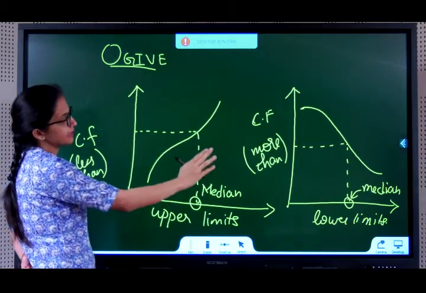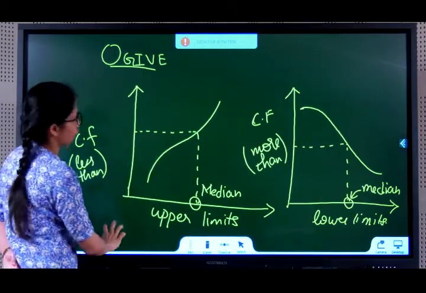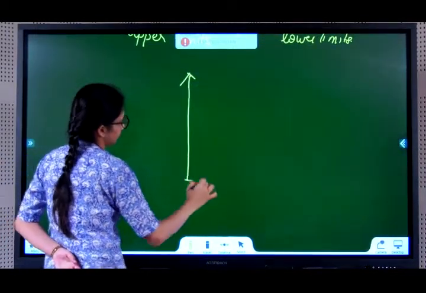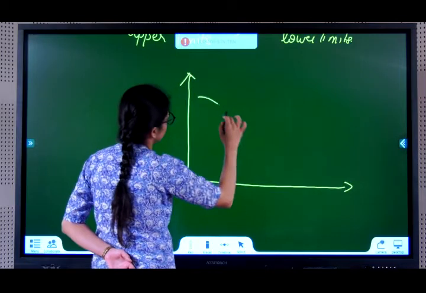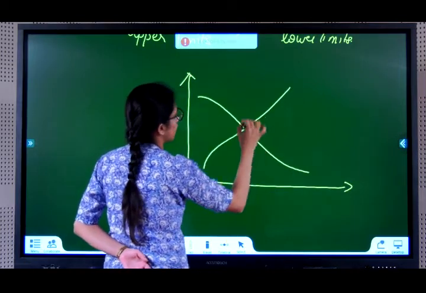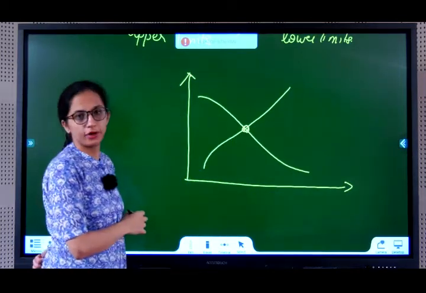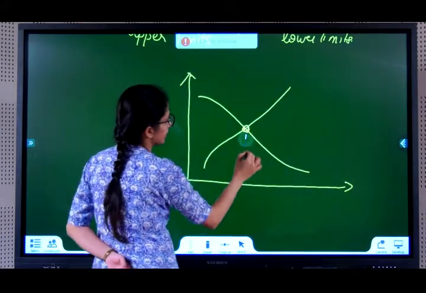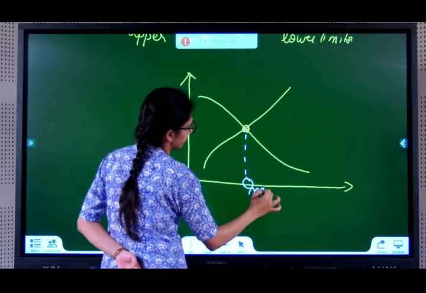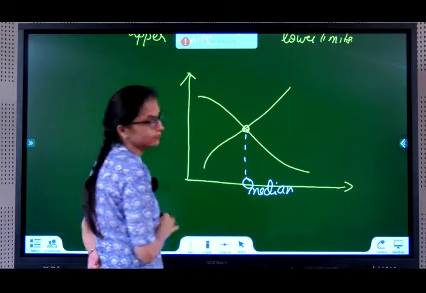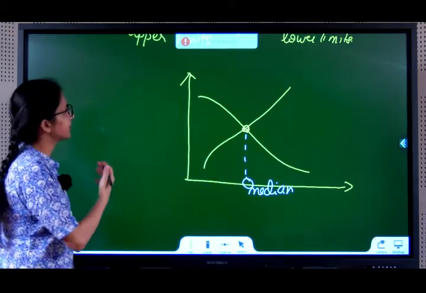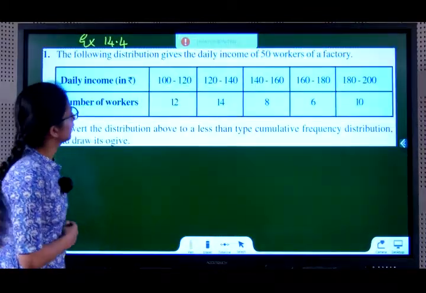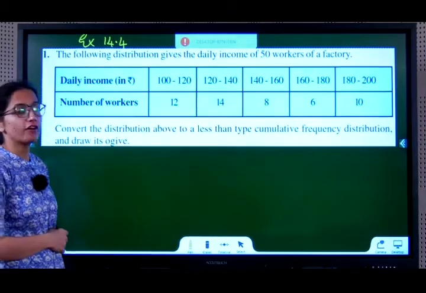If you combine a less than and a more than type ogive, then you will get an intersection point. No need to find n by 2 in this case. This itself will be your median. Okay, we'll see a few problems to understand this better. Let's begin with exercise 14.4, first question.